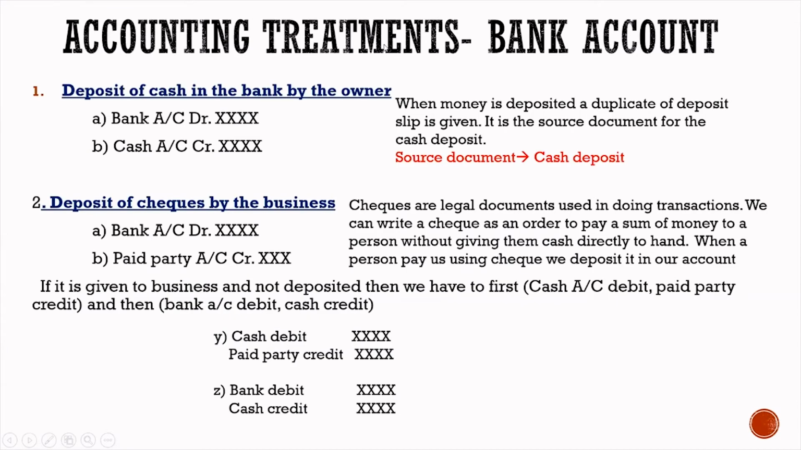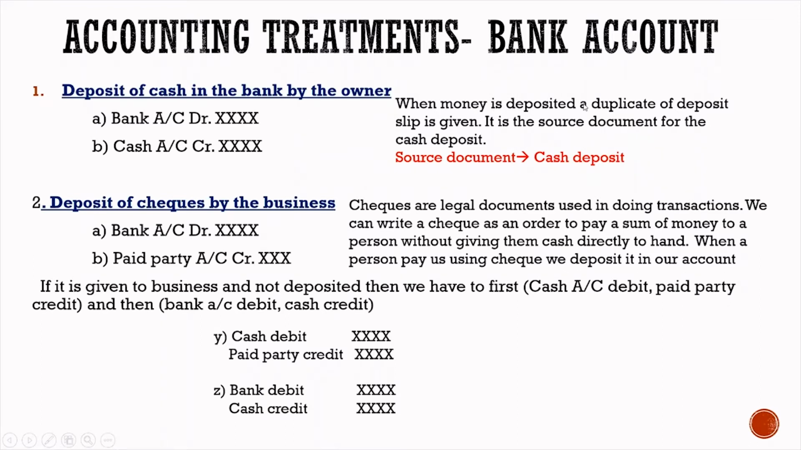So what are the main accounting treatments of this bank account? Number one is the deposit of cash in the bank by the owner. If there's a deposit of cash to the bank account, then the bank account will be debited as the asset account increase should be debited. And since money is deducted, the deduction in asset will be a credit entry. So bank account debit, cash account credit.